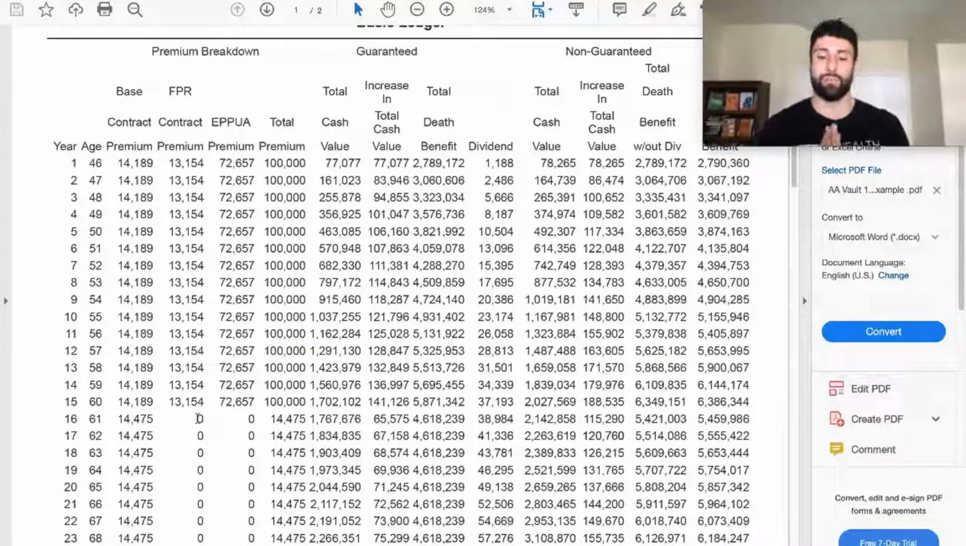These policies can be designed and structured essentially however we choose to do so. We can pay the PUA longer, we can pay the term longer, we can do it shorter, we can only do it for 10 years. There's a lot of different ways that we can design the policy, and it's all going to be based around your goals and what you're trying to accomplish.